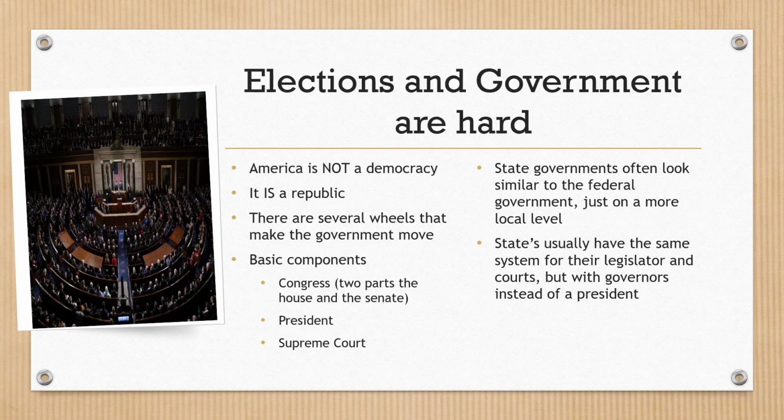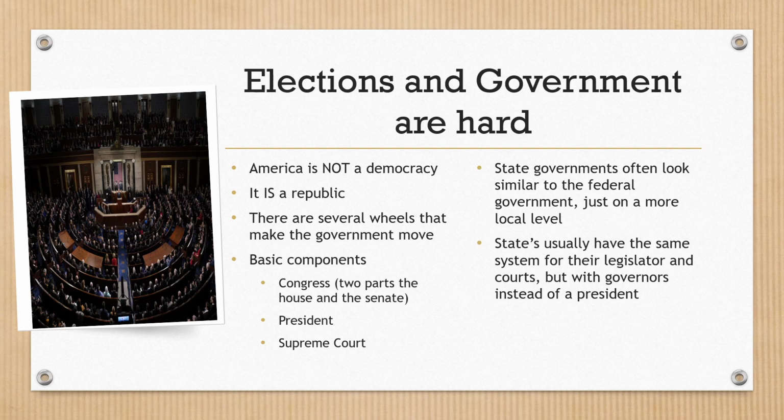So what we have is what's called a representative republic, and that is where we democratically elect people to do that decision making for us. We elect people who are supposed to represent us and our interests and our beliefs and vote on our behalf on the things that maybe we don't have time to be experts on.